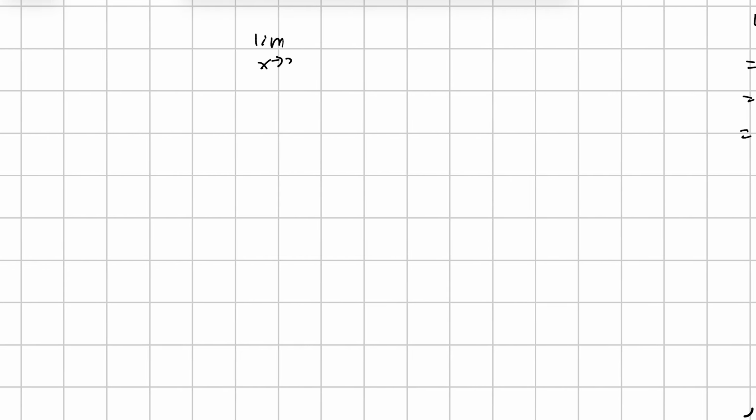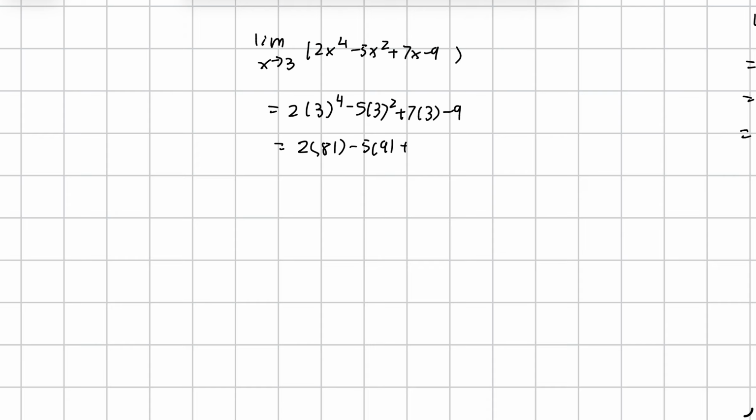So now let's do a full example together. If we had the limit as x approaches 3 of 2x to the power 4 minus 5x squared plus 7x minus 9, the first thing you're going to do is substitute in. So you have 2 times 3 to the power 4 minus 5 times 3 squared plus 7 times 3 minus 9. Then you're going to do the exponents. You have 2 times 81 minus 5 times 9 plus 21 minus 9. Then you have 162 minus 45 plus 21 minus 9. Next, we just add and subtract. We get 129.